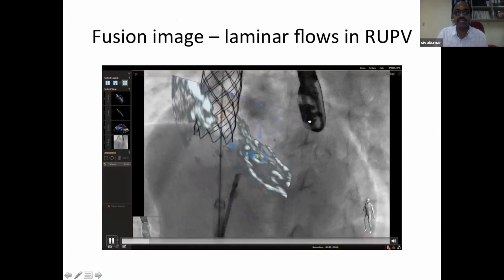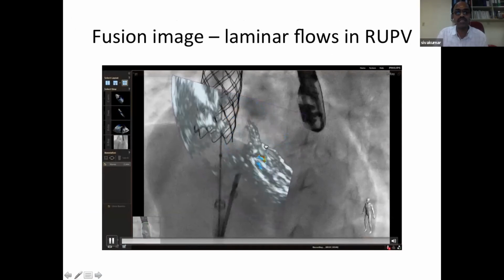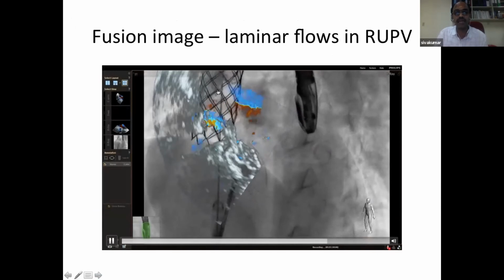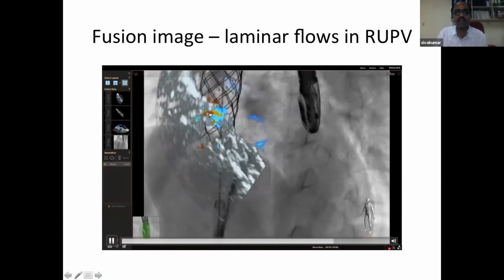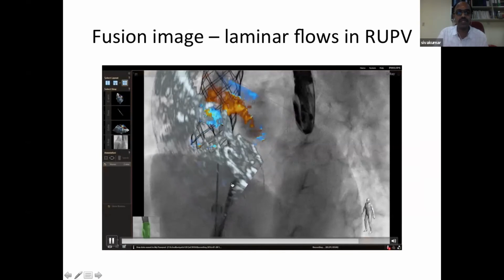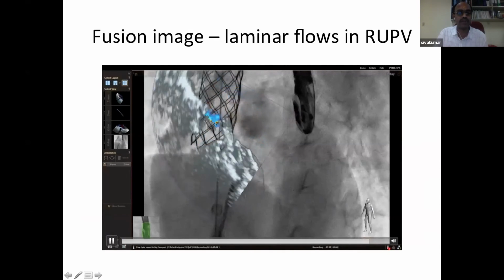This is our transesophageal echo probe. This portion is the right upper pulmonary vein. You can see that the right upper pulmonary vein flows are laminar towards the left atrium, and easy to appreciate that residual flows have stopped. The ASD position is good. Right upper pulmonary vein is in a good position.